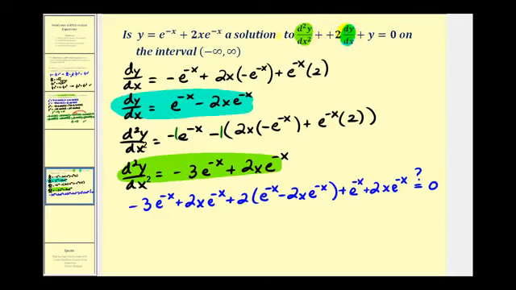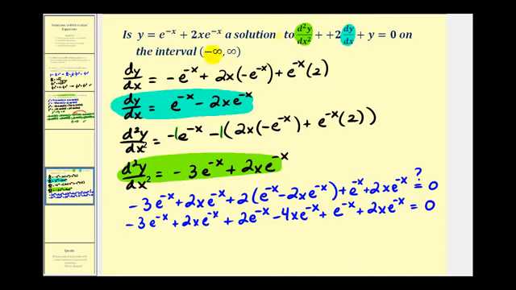Let's go ahead and clear our parentheses and see if this is equal to 0. So we have plus 2e to the negative x minus 4x e to the negative x. Now let's identify the like terms. Here's an e to the negative x, as well as here and here. Looking at the coefficients, we have negative 3, plus 2, and then plus 1. Therefore, these terms sum to 0.